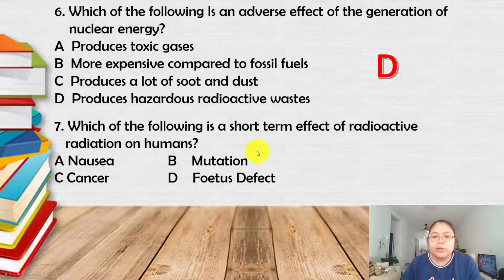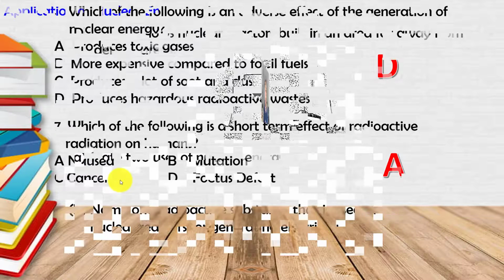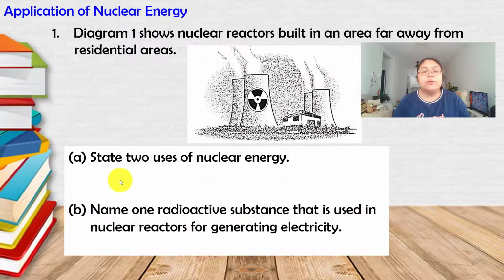Okay, number 7: which of the following is a short term effect? Just a short term effect from the radioactive substance. The short term should be A, because A is one of the effects. There's nausea. So the answer should be A. Okay, so we finished the objective. Now we go and see the structure question.